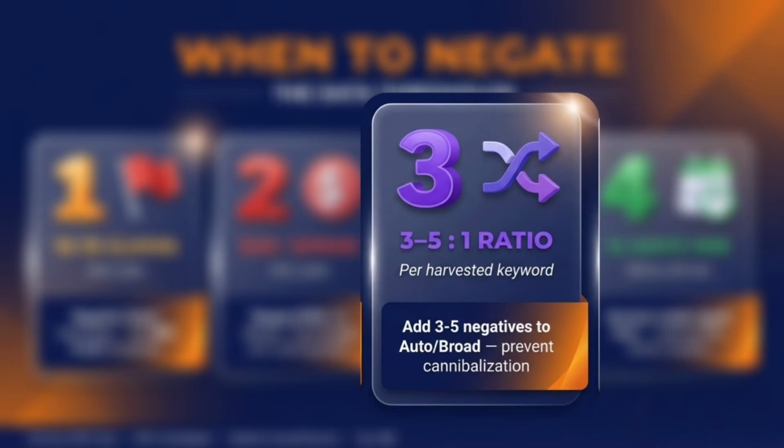Rule 3. For every one keyword you harvest into an exact campaign, add 3 to 5 negatives to your auto and broad campaigns. Why? Because once a term is winning in exact, you don't want your auto or broad campaign paying for the same term at a higher, uncontrolled bid. That's called account cannibalization. The 3 to 5 ratio prevents it.